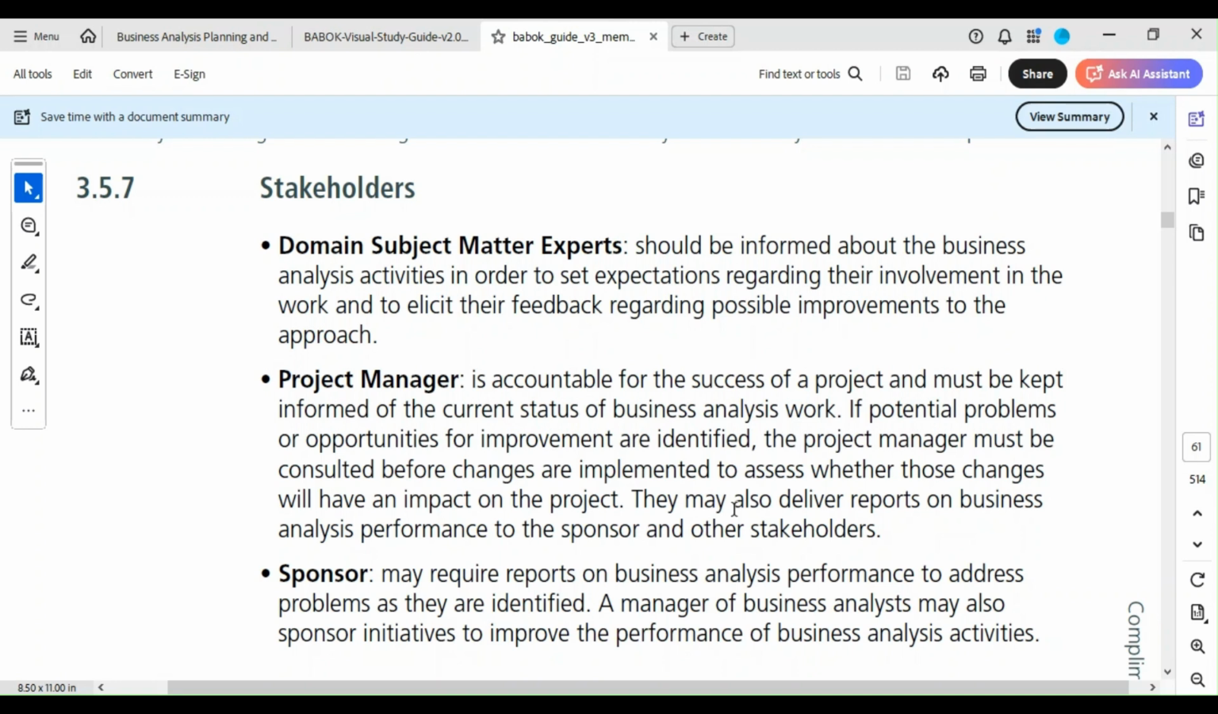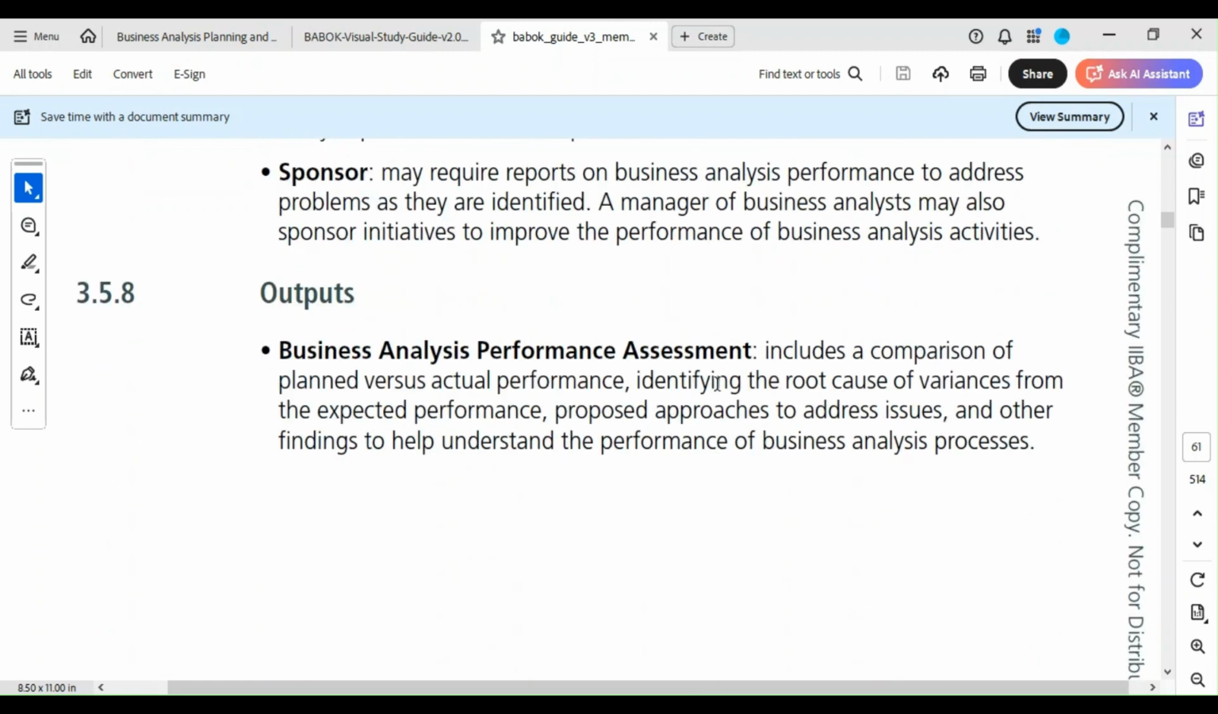The sponsor, your number one person, may require reports on business analysis performance to address problems as they are identified. Remember, they sign off on so many things and they give their approval. A manager of business analysts may also sponsor initiatives to improve the performance of business analysis activities. And we've come to the end, which is the output.